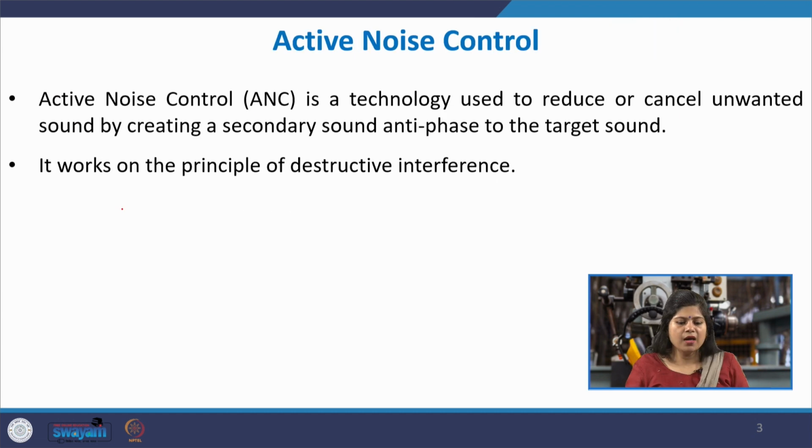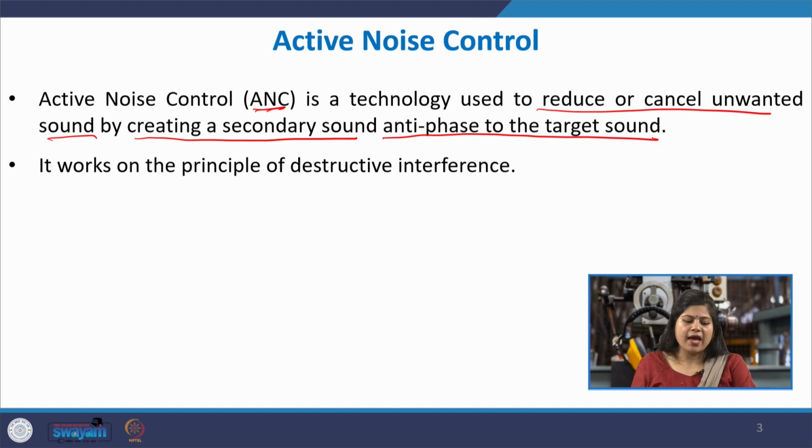Okay. So, let us see active noise control, a slight introduction was given in some of the previous lectures. What is it? We will call it ANC, the acronym. This is a technology where you try to reduce or cancel any unwanted sound by creating a secondary sound. So, if the sound is there, we create another sound which is antiphase to the target sound, and it works on the principle of destructive interference.